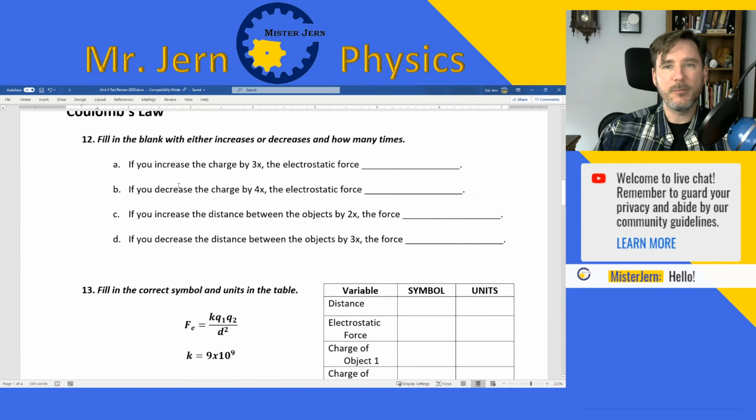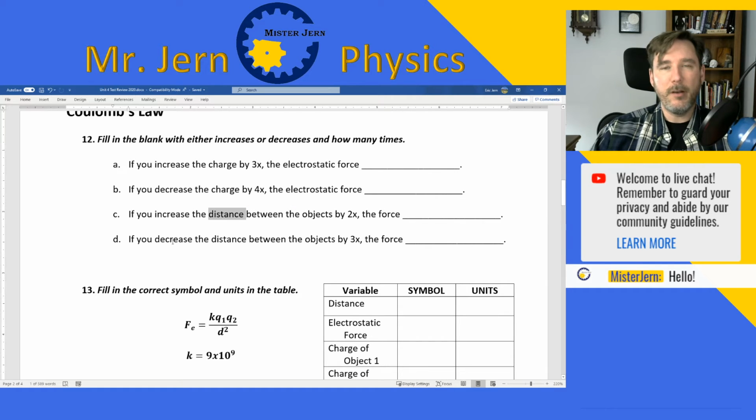Okay, then we get into Coulomb's law, and if you increase the charge, remember charge is just a direct relationship. So whatever happens to charge, that's what happens to the electrostatic force between them. If you charge something up more, it's going to get stronger, and the more strength something has, the stronger it could push. And the weaker it gets, the weaker it'll push proportionally.